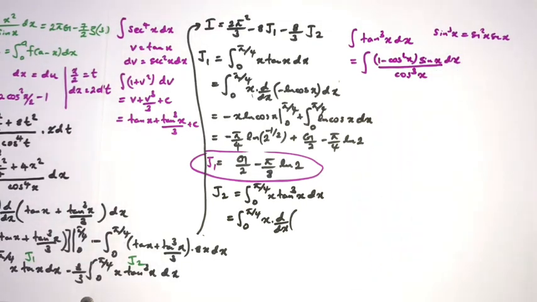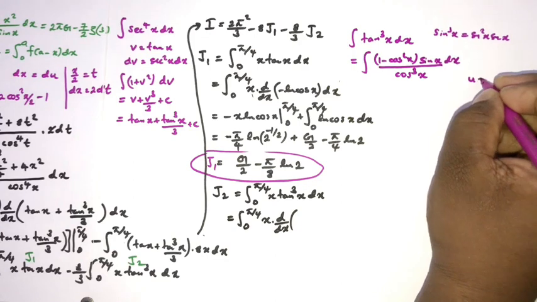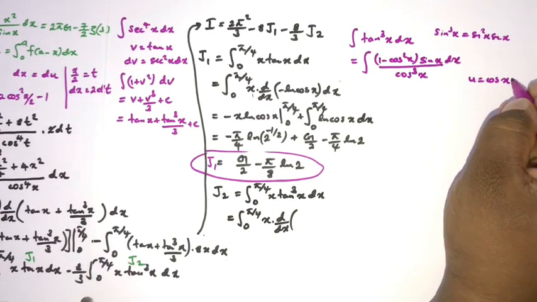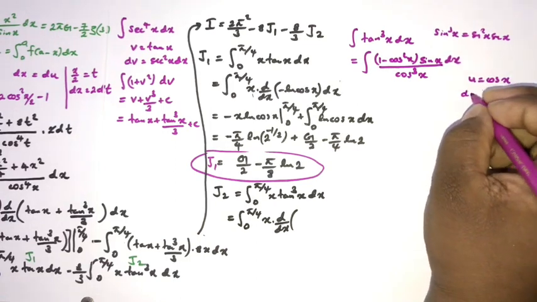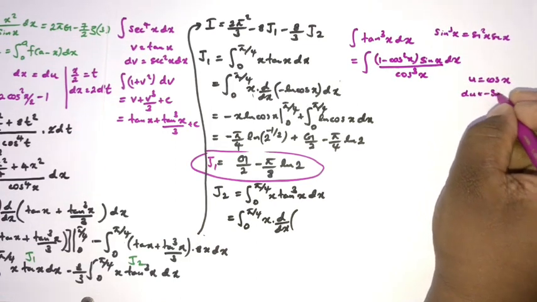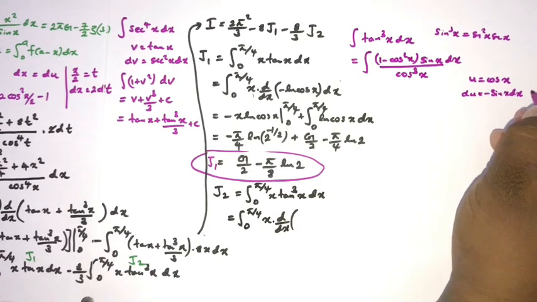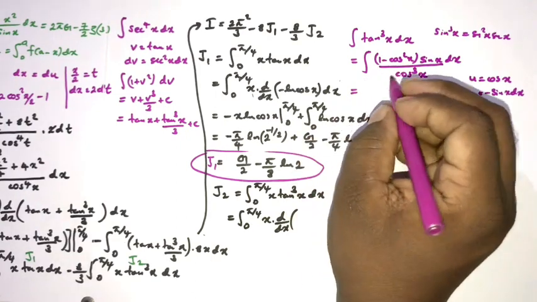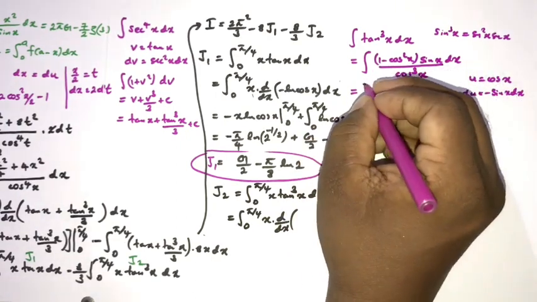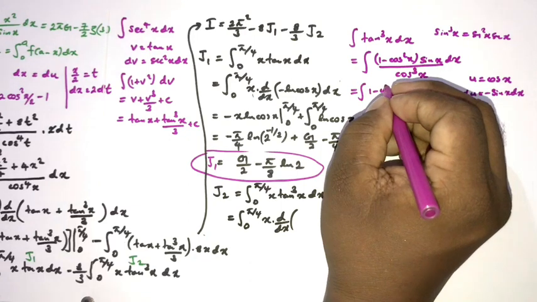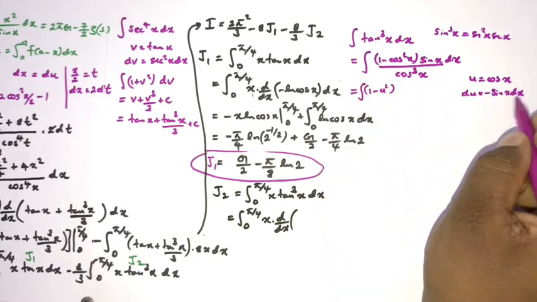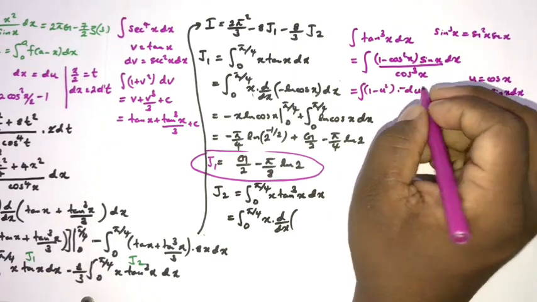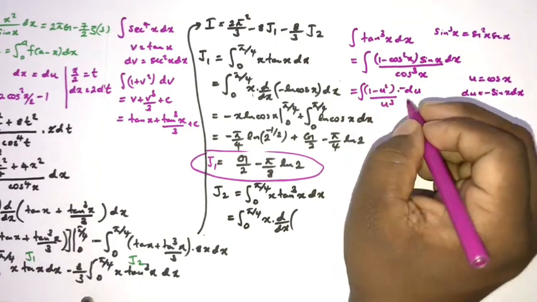Then we can take a substitution. u is equal to cosine of x. So we know du is equal to minus sine of x dx. So we can write 1 minus cosine square as 1 minus u square, and sine of x dx is minus du. So here we have minus du over u to the third power.